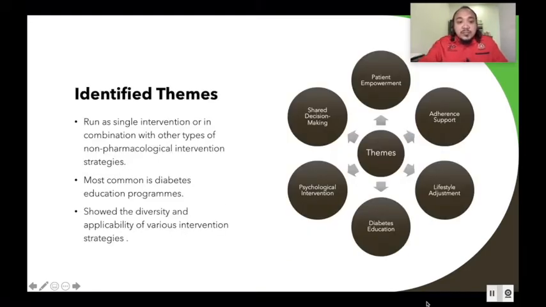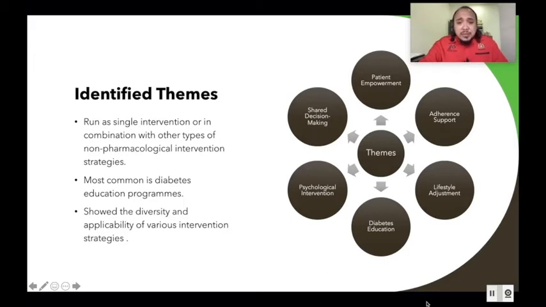Six intervention strategies were found, namely diabetes education, patient empowerment, adherence support, lifestyle adjustment, psychological intervention, and shared decision making. The majority of the studies combine different types of intervention strategies in their services. The most commonly provided intervention strategies include diabetes education modules and patient empowerment. The interventions were carried out either in the outpatient settings, community, or patient's home.